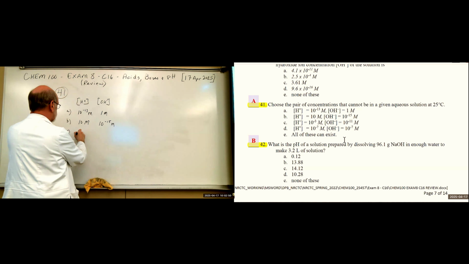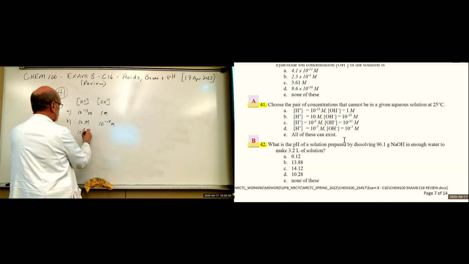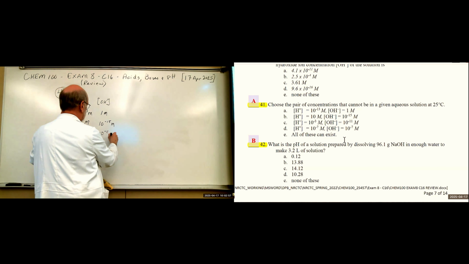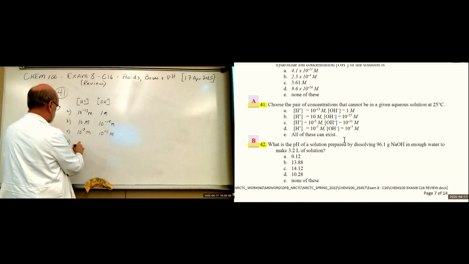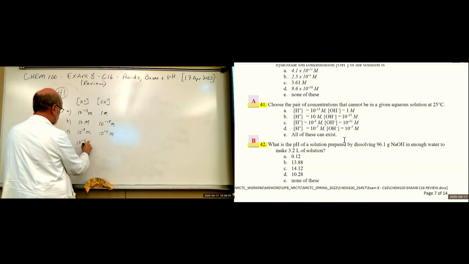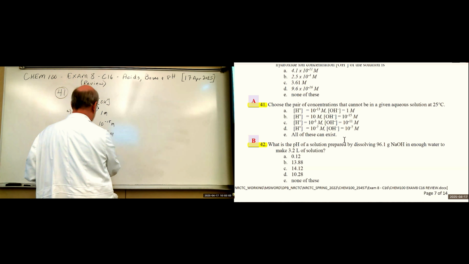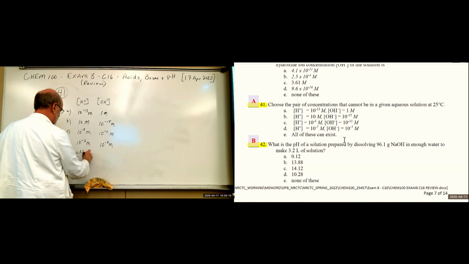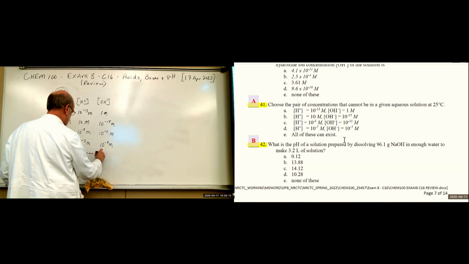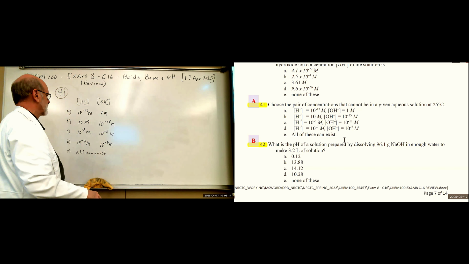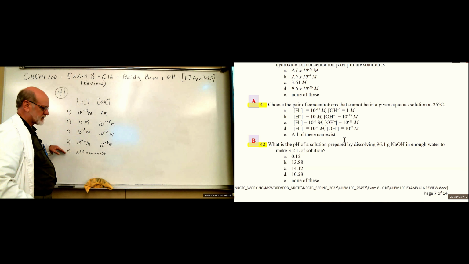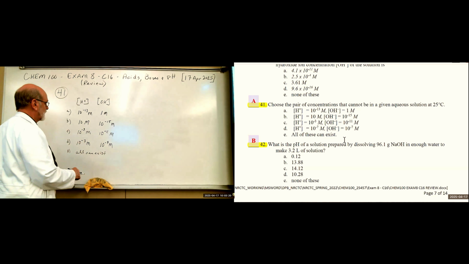And C is 10 to the minus 3 molar and 10 to the minus 11 molar. And then 10 to the minus 7 molar and 10 to the minus 7 molar. And the last one is all can exist. So all we have to do is find one that cannot exist, and that knocks E out also.